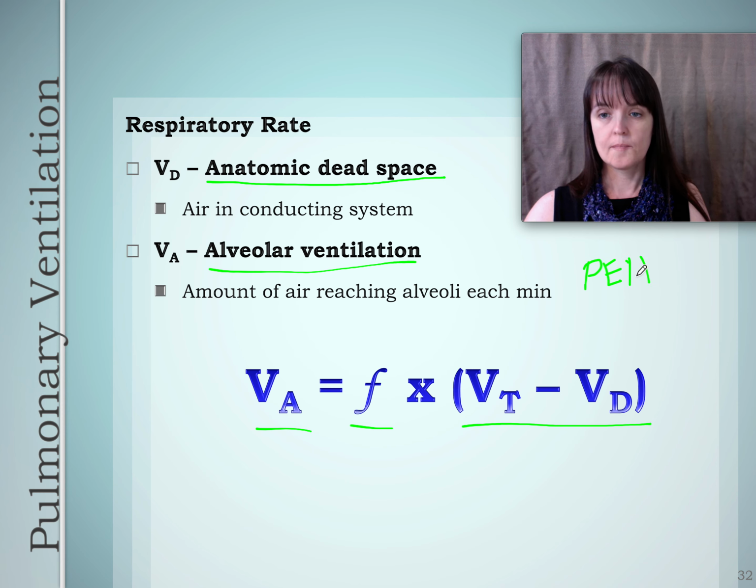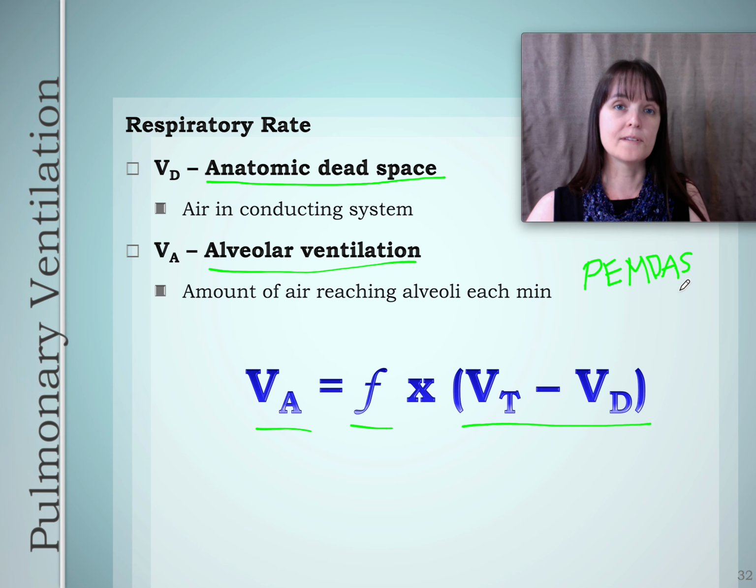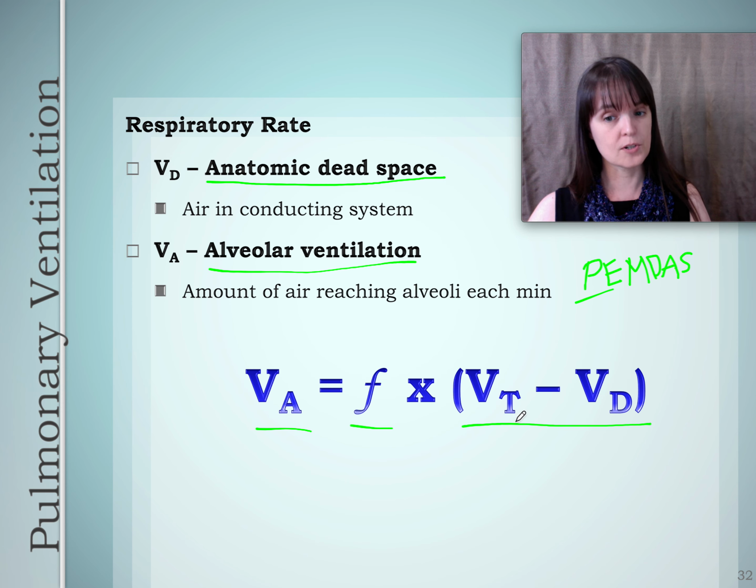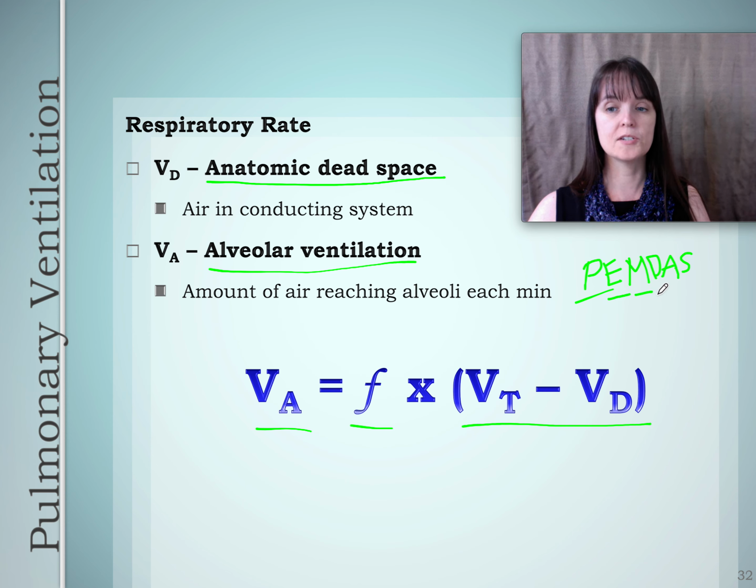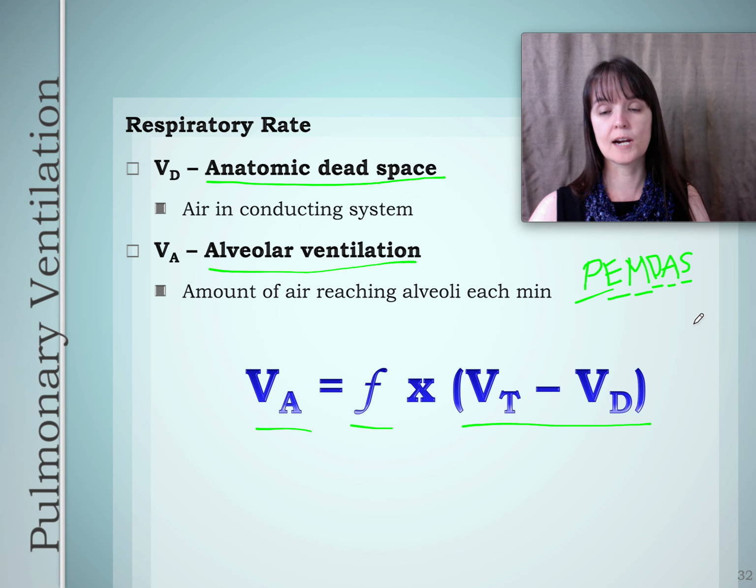So if you haven't algebraed yet, we've got please excuse my dear Aunt Sally. In the US, in England, they do it differently, of course. So for here, the P stands for parentheses. So we do the parentheses first. So we do the VT minus the VD. E is for exponents. There's no exponents here. Then multiplication, division, addition, and subtraction.